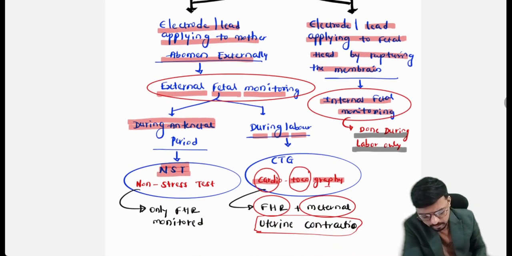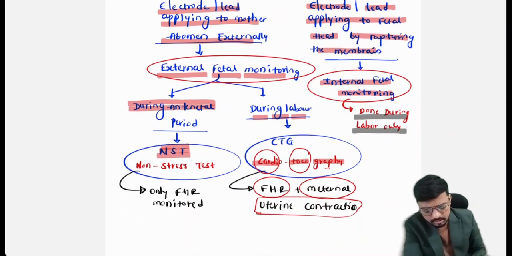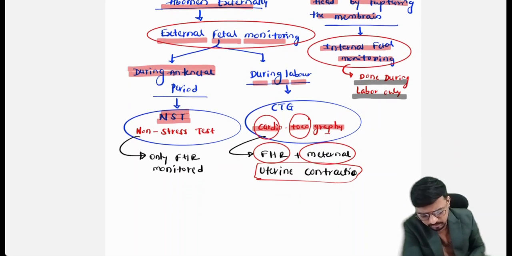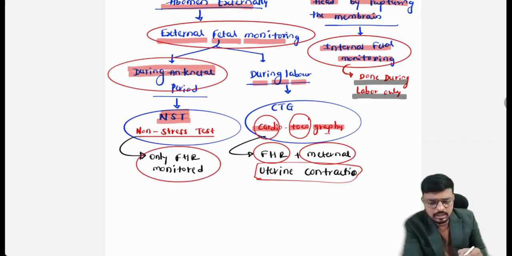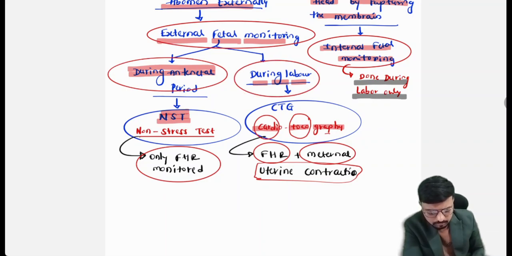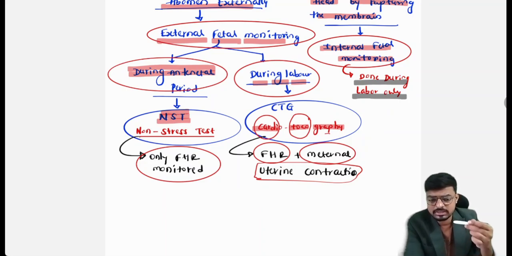One thing we will study in detail. In the external fetal monitoring, during the antenatal period, before the onset of labor, we will do the non-stress test. Here we will only monitor the fetal heart rate and its characteristics on the graph. If we are doing it during labor, we will assess both things: one is the mother's uterine contraction, another is the fetal heart rate.